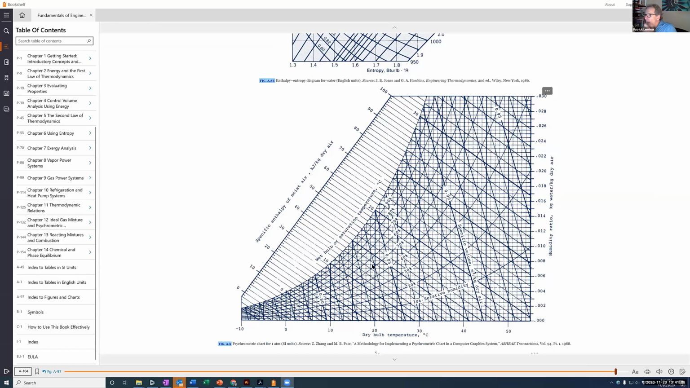Our pressure is relatively constant. Nothing else is changing much. So all that change in enthalpy is really coming from the internal energy of the air. So delta U is approximately equal to delta H of that air. So we're going to be looking at a change in enthalpy of the moist air.